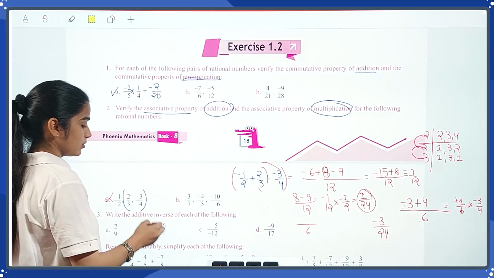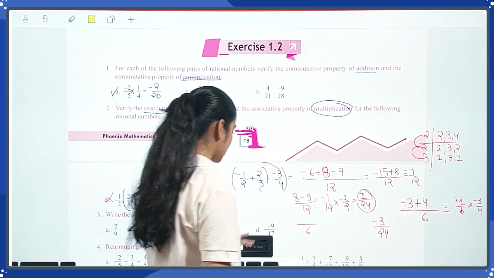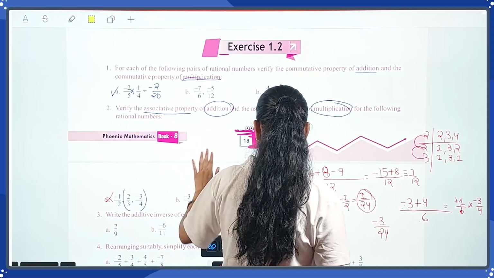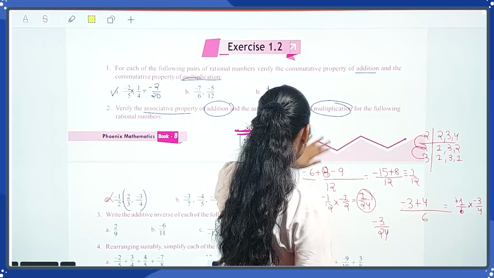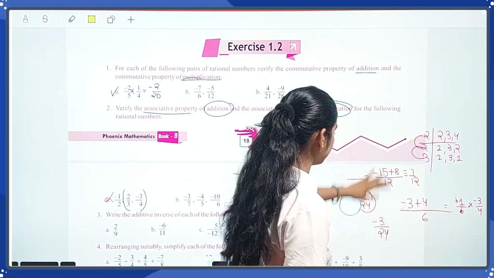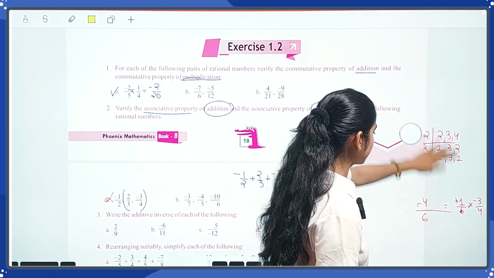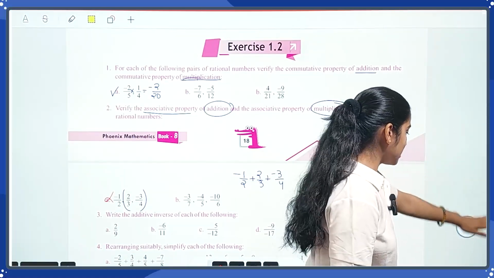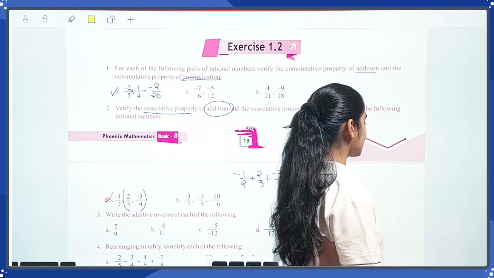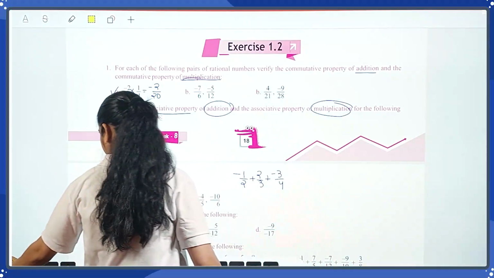Okay, and you can simply say, for the second one you have to check whether, while applying the associative property, you will get the same result or not. Okay. So what we find here for the first question is that the associative property of multiplication is not applied over there.